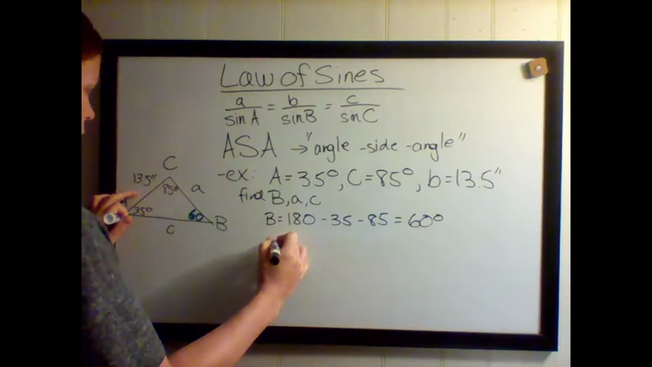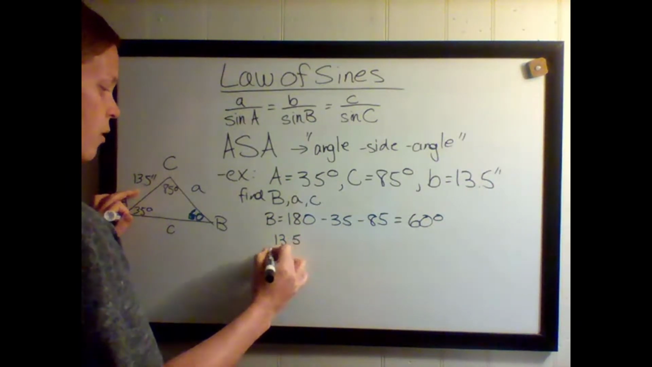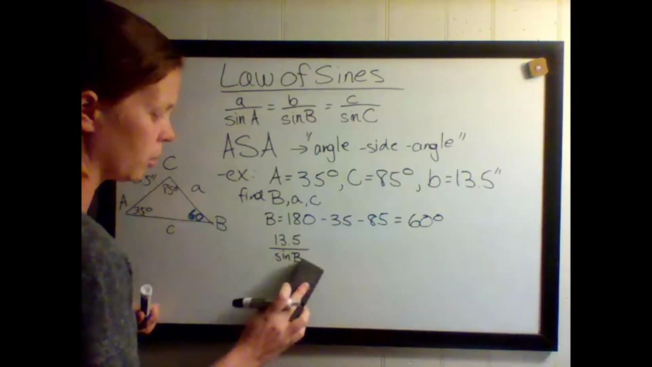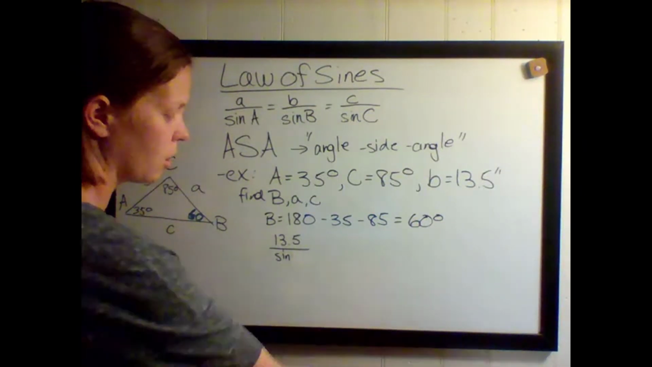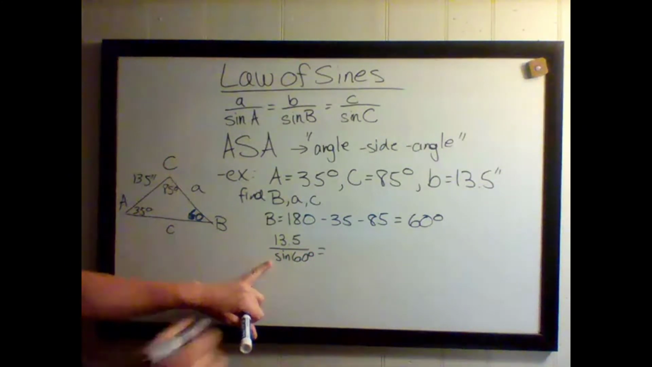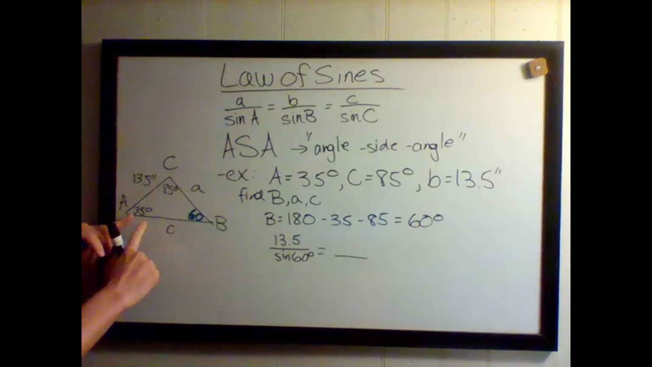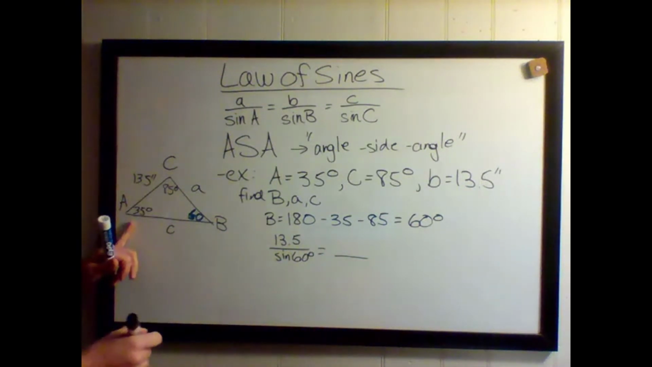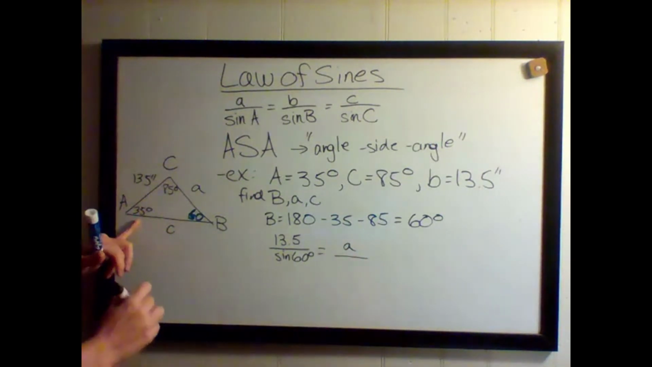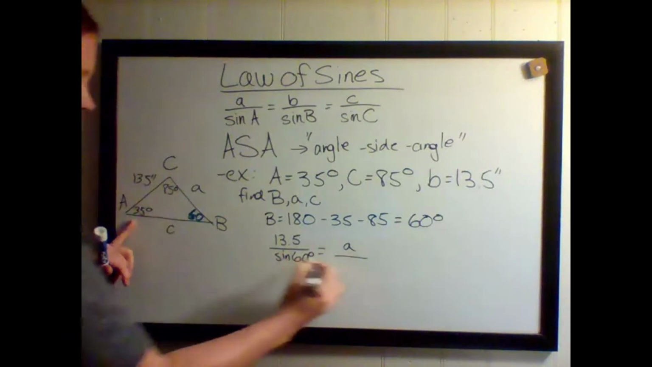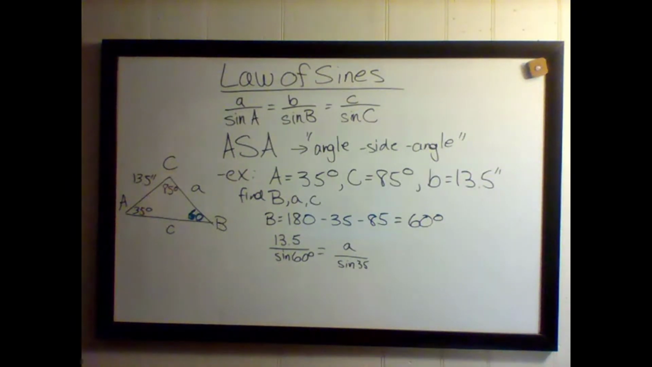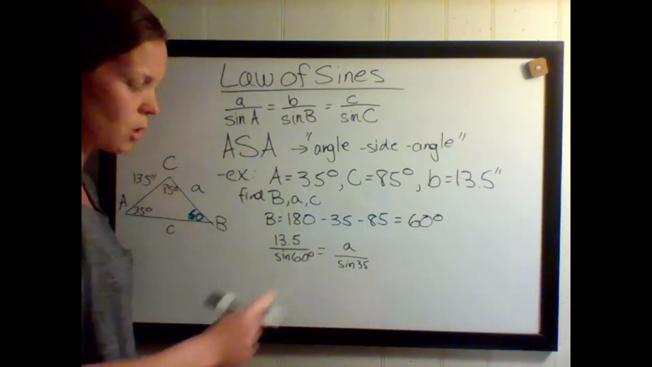I'm going to use side B, 13.5, over sine of, oh, not B. I know what B is. Instead of putting angle B, I'm going to put in 60. So 13.5 over sine of 60. Now I'm going to set that equal to, now I can do either of these since I know angle A and angle C. Let's just do the A ratio first. So if I put A over sine of angle A, which is 35, now I can solve for A.